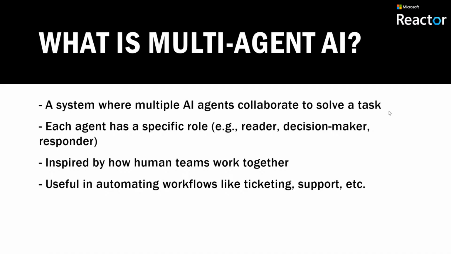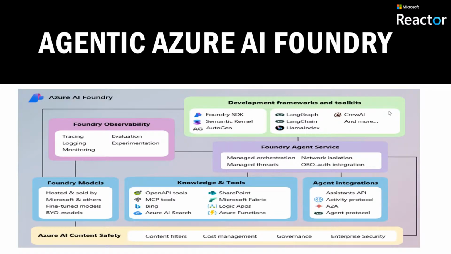Moving on to the next part, which is the agentic AI Foundry, where you can have various kinds of agents. You can have various Foundry models connected to your agentic AI, and you can have different kinds of services enabled.